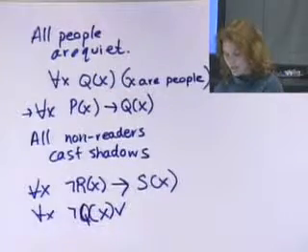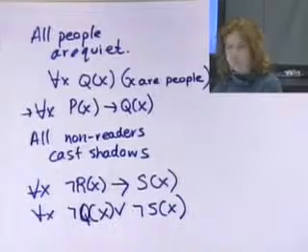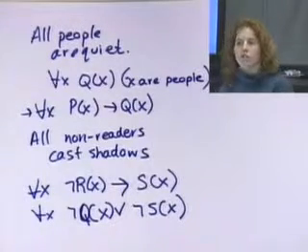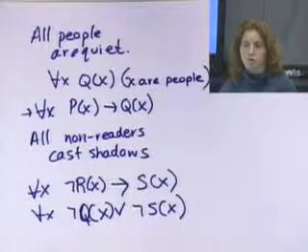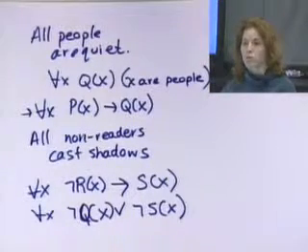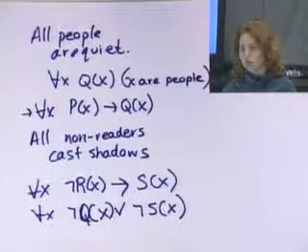Not Q of X, or do not cast shadows. Or not S of X. So you use your definitions of the functions that you have, and if you don't have any, you make them up to write them the easiest way possible. Yes, how would you write the given in problem three on this page?